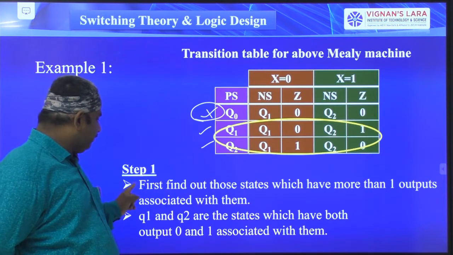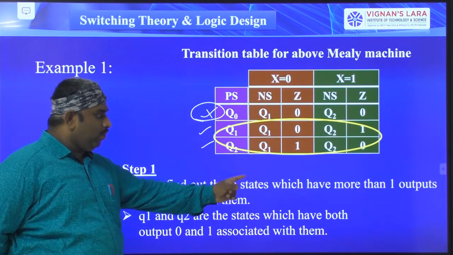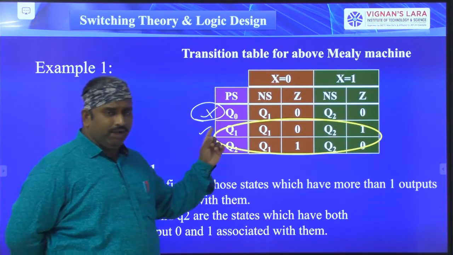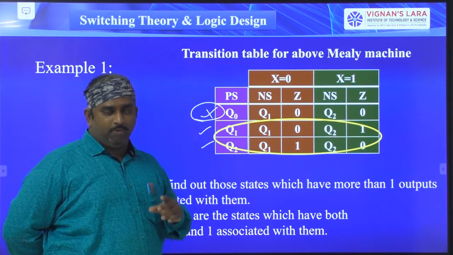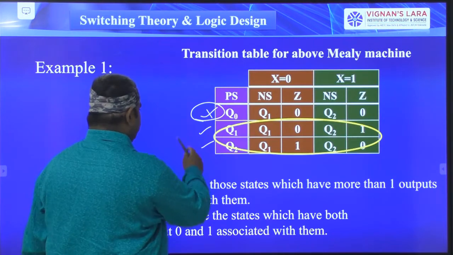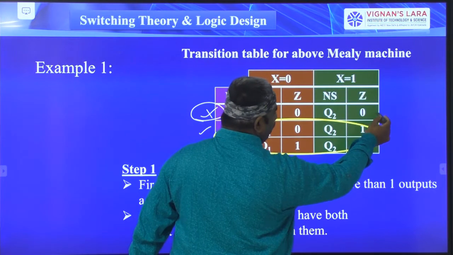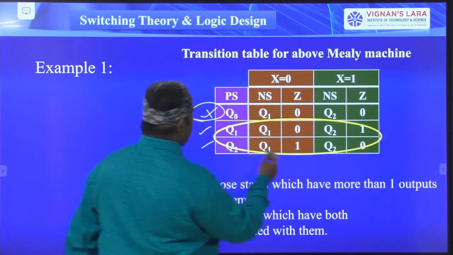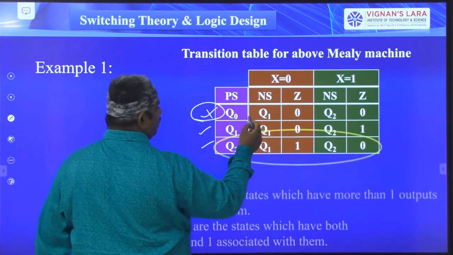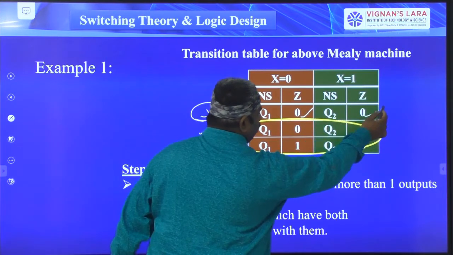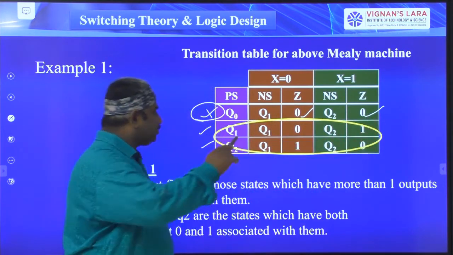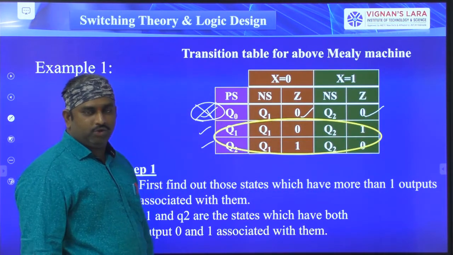For that, first step: find out those states which have more than 1 output associated with them. How many states have 2 different outputs, and how many states have only a single output? See here, for Q0 we have only 1 output, that is 0. Both next states of Q0 have 0 output. There is no necessity of partitioning here.